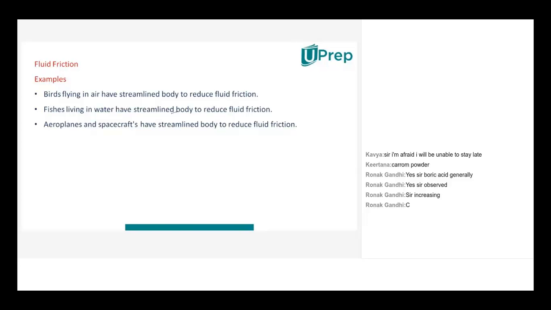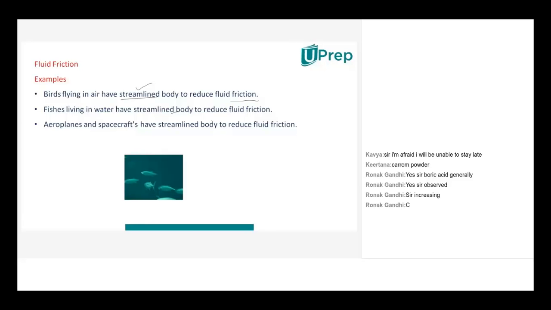So birds flying in air have a streamlined body. Streamlined body means having a special shape in such a way that the friction will become less. That is called streamlining. So birds flying in air have a streamlined body to reduce fluid friction. And second one, fishes living in water have a streamlined body to reduce fluid friction. Fishes have a very smooth surface and a particular shape. Why that particular shape? Because to overcome the frictional force.